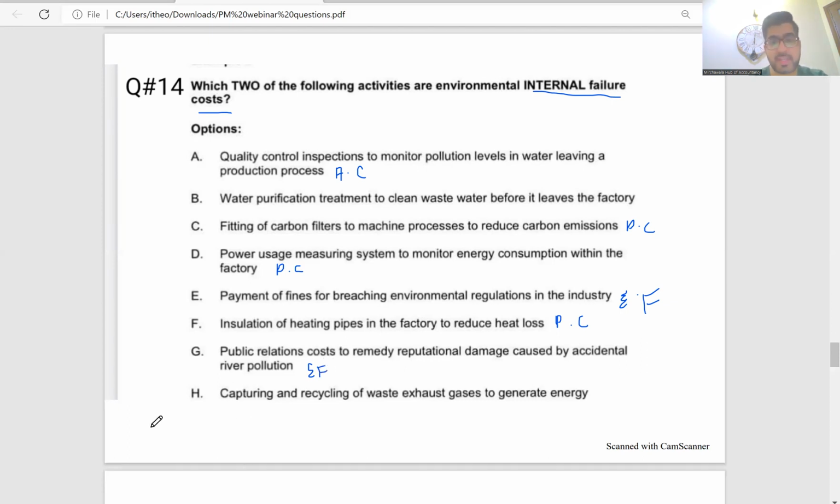So capturing and recycling of waste. Recycling of waste, internal failure. Water purification treatment before it leaves the factory, internal failure. Okay, so inspections, quality control, it's an appraisal cost. Carbon filters to reduce emissions, a prevention cost. Power usage system to monitor energy consumption, it's a prevention cost. To reduce heat loss, that's also a prevention cost. Fines and reputational cost, that's external failure cost because it will happen after you do something bad. So B and H will be the internal failure costs.